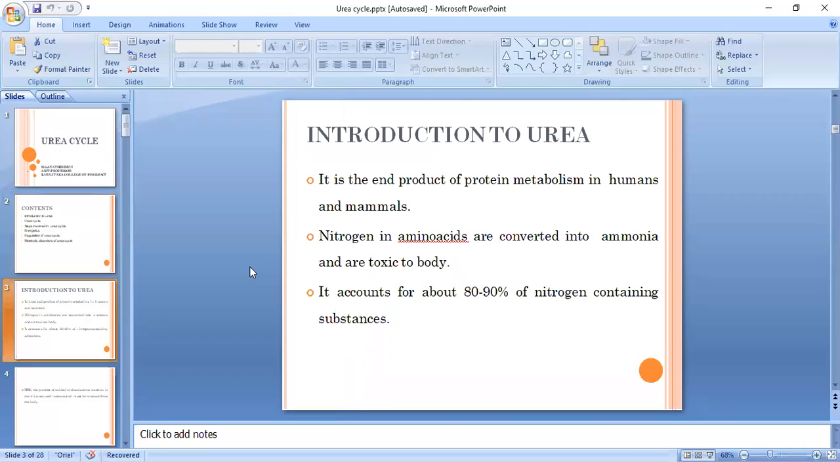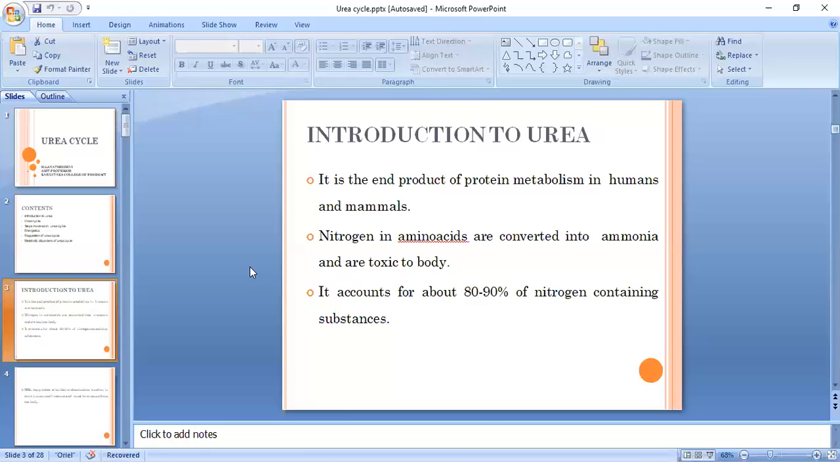So let us see the introduction to urea. Urea, as you all know, is the end product of protein metabolism. This protein metabolism occurs in humans as well as mammals. In protein metabolism, you have nitrogen present in the amino acids, that is the NH2 group, the amine group. That nitrogen will be converted into ammonia in the body, but if the ammonia concentration increases in the body, it leads to toxicity, so it has to be eliminated.